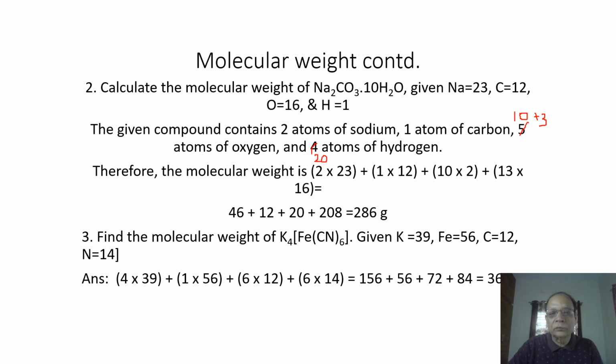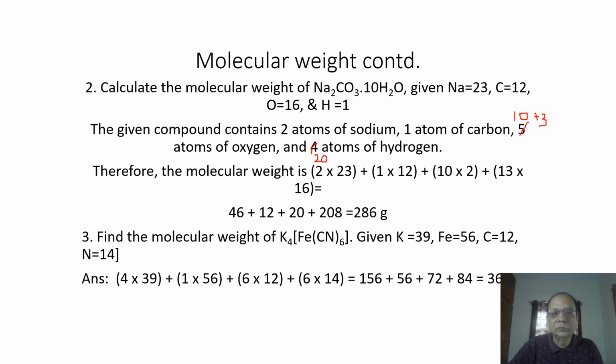So the molecular weight is 2 into 23, 1 into 12, 10 into 2, and 13 into 16, which is 46 plus 12 plus 20 plus 208. 13 into 16 is 208, and it adds up to 286. So 286 is the molecular weight of one molecule of sodium carbonate decahydrate, or 1 molecule of washing soda. This is washing soda.